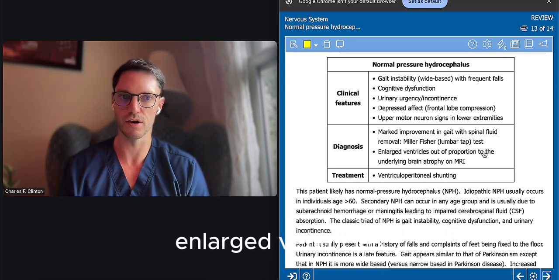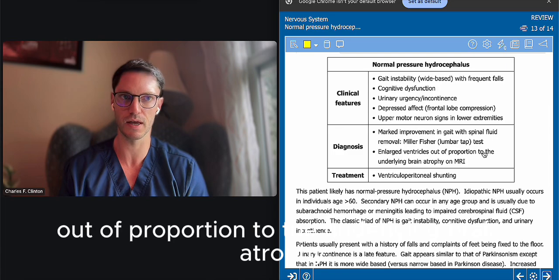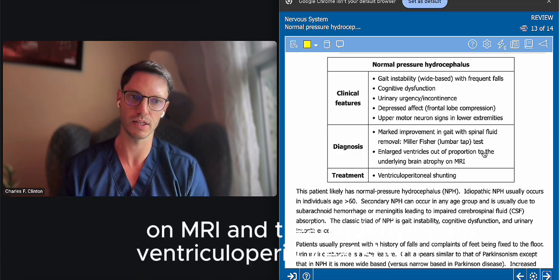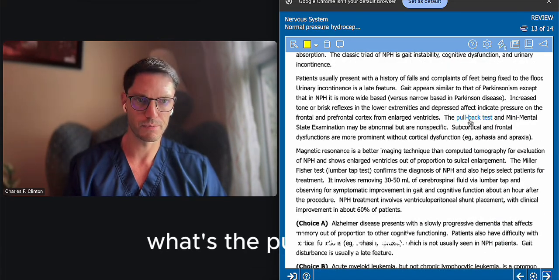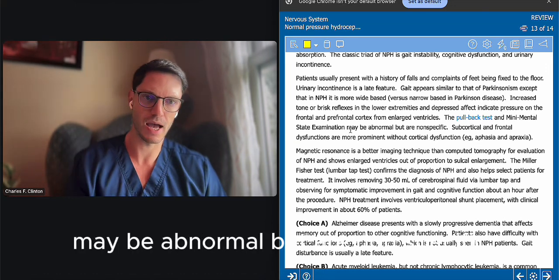You can also see it on imaging: enlarged ventricles out of proportion to the underlying brain atrophy on MRI, and treatment is ventricular peritoneal shunting. And that's it for that question. Mini mental state exam may be abnormal but is non-specific.